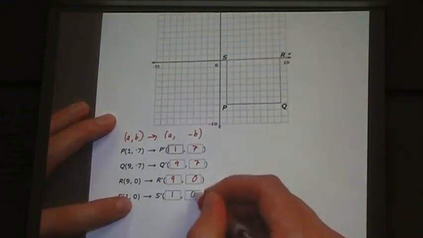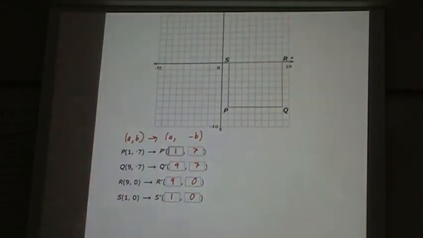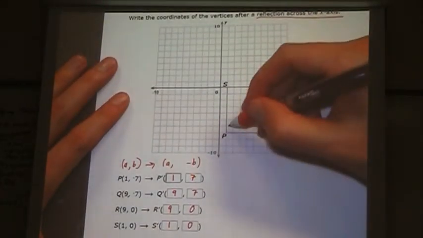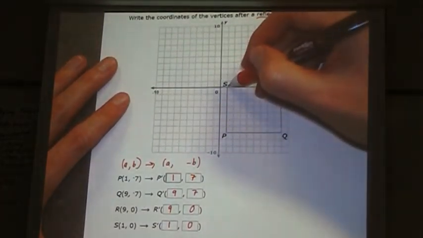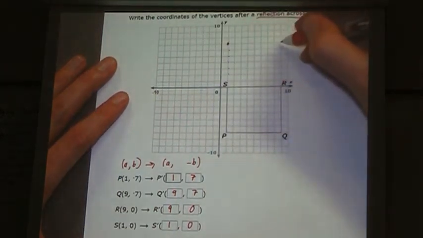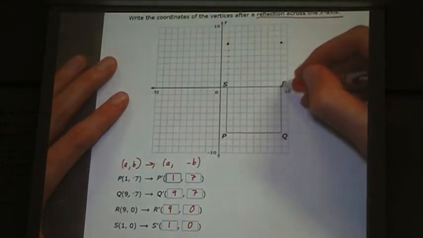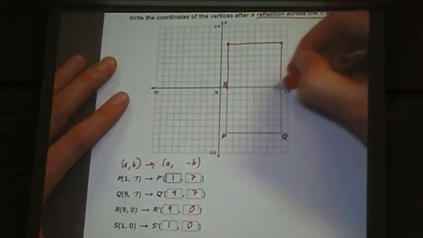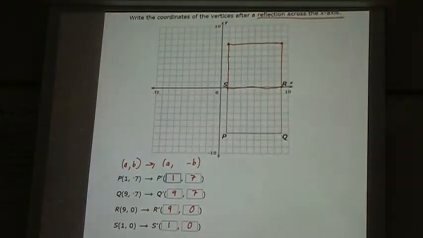Okay, you can't have a negative 0, so if you have a 0 that you're going to try and change from positive to negative, it's just not going to work. And what you're doing is you're flipping this guy, 1, 7, over the x-axis, so this is your ending shape. Okay, and that is correct.